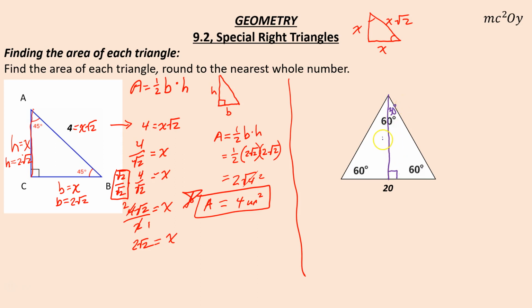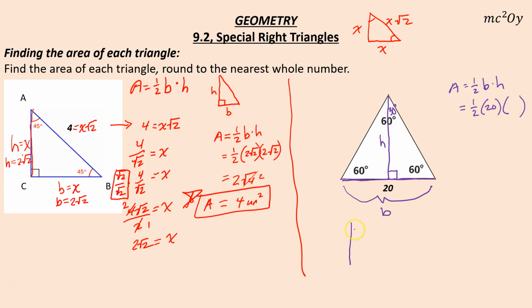So if I can find this length, my height, right? I already know the base of this triangle. The base has to be the entire base. So it's base times height times 1/2. Okay? And so 1/2, my base, which is 20, times, we need to fill in that height. Well, let's find the height.